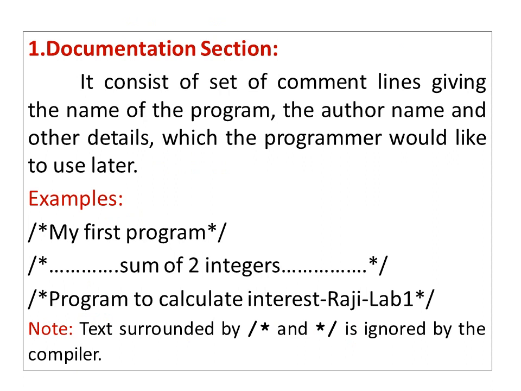First we have the documentation section. It consists of a set of comment lines giving the name of the program, the author name and other details which the programmer would like to use later. Look at the first example: /* My first program */. The text is surrounded by the symbols slash star and star slash. The information surrounded by these symbols will be treated as comment lines and will be ignored by the compiler.